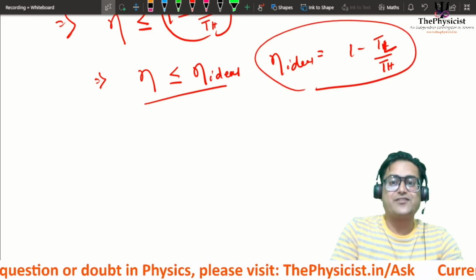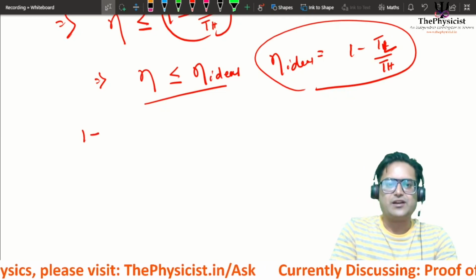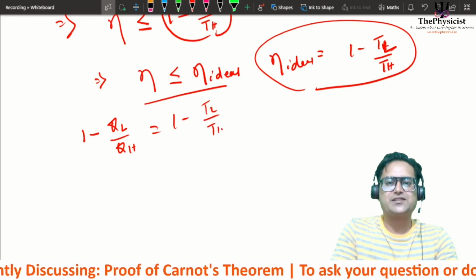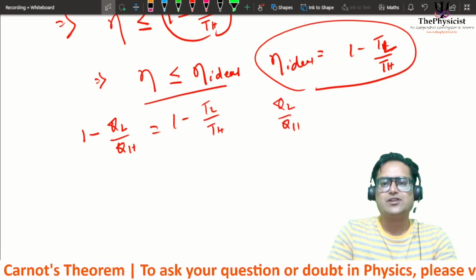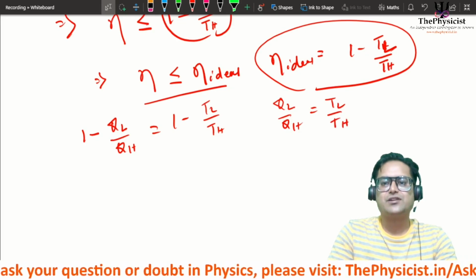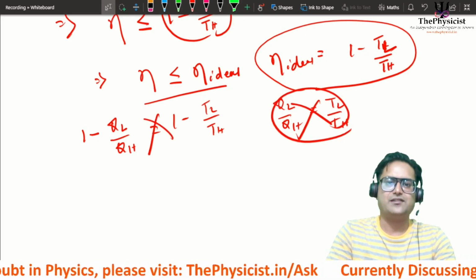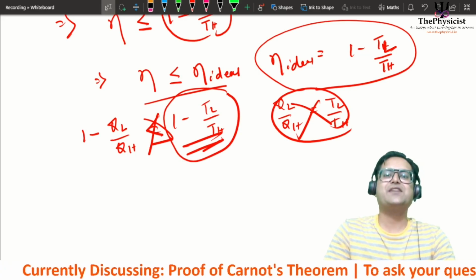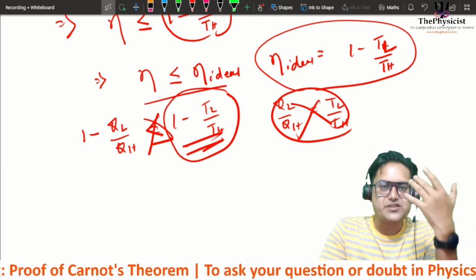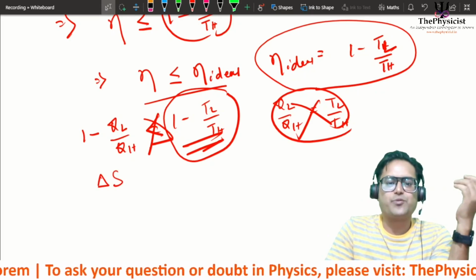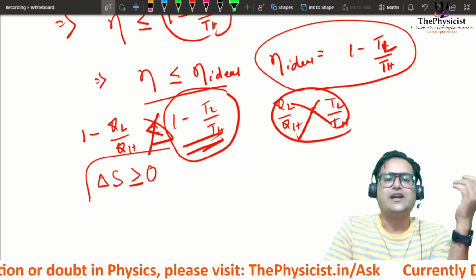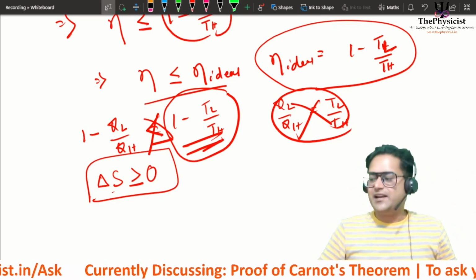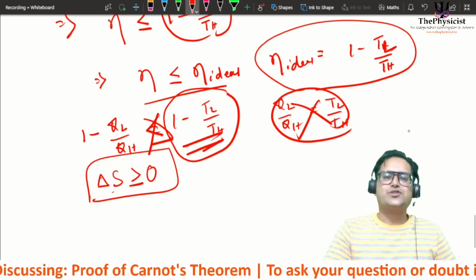Got it? So do not ever carry the misconception that 1 minus QL by QH is equal to 1 minus TL by TH, because QL by QH is equal to TL by TH. No, that's not correct. This is less than or equal to. This is the ideal value which is given by the second law of thermodynamics, based on the concept that the net change of entropy of an isolated system must be greater than or equal to 0. It is equal to 0 if it's ideal, otherwise it's always greater than 0, which is the case in reality. Right? Hence, we have proved the Carnot's theorem.